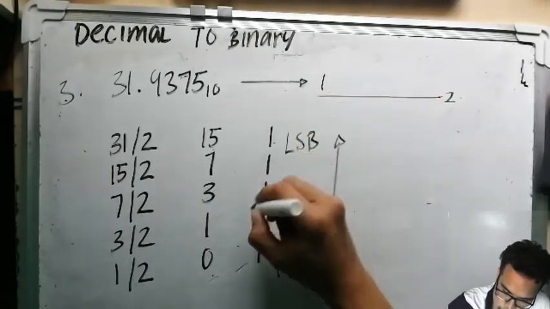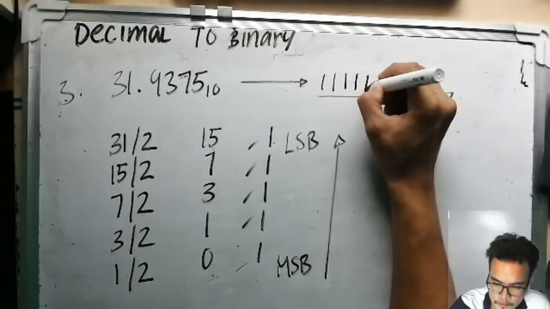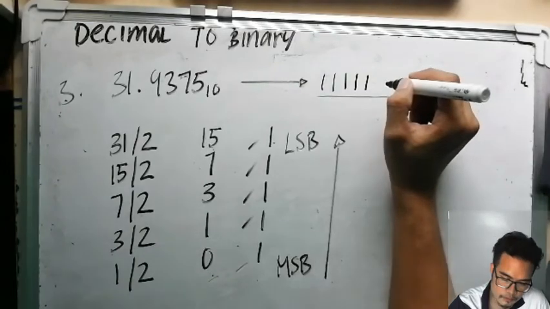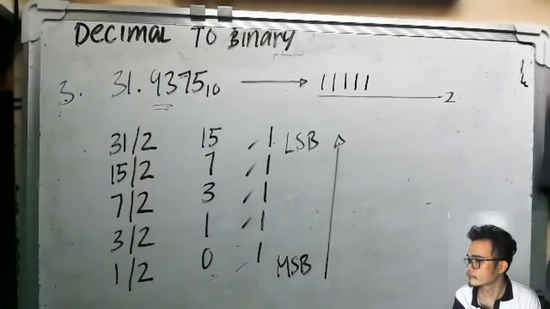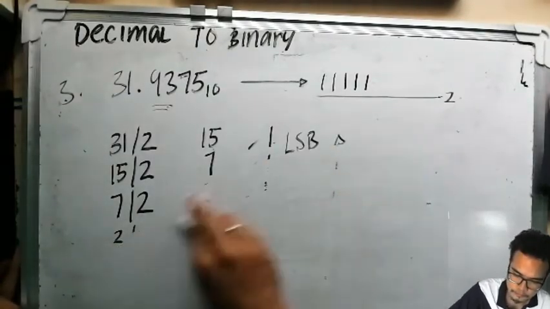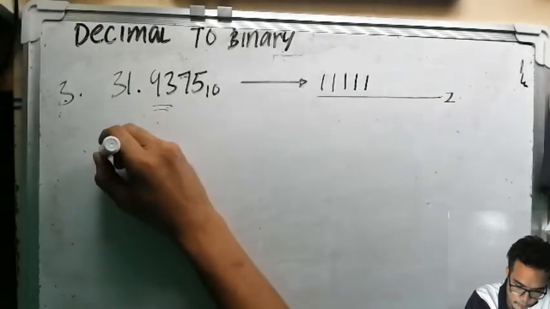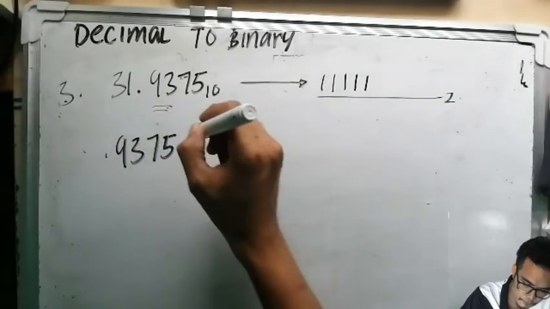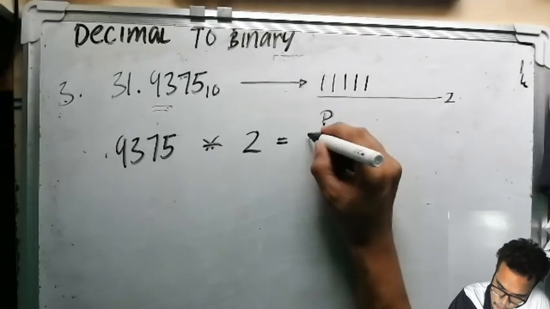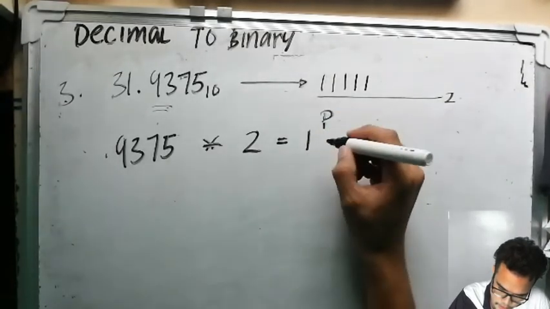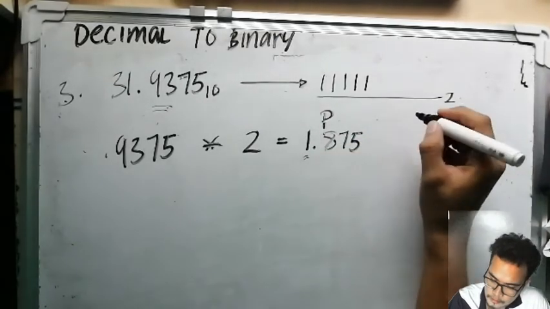So 1, 1, 1, 1, 1. Now let's proceed to convert the fractional part, 0.9375. 0.9375 multiplied by 2 is equal to 1.875. Then get the integral part, which is 1.